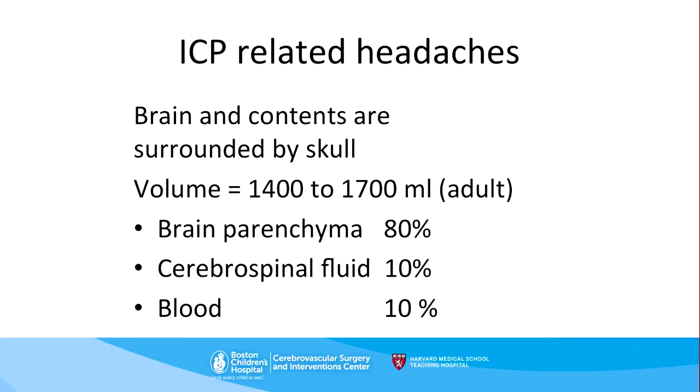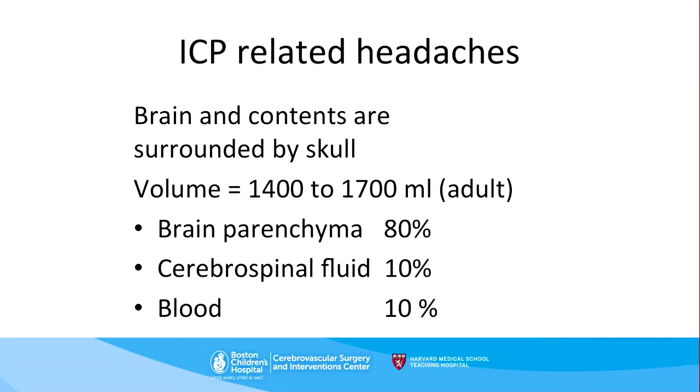So basically, the idea is that the brain and its contents are surrounded by an inflexible skull. So there's a fixed volume, and there's only so much stuff that can fit inside of it. In an adult, that's about 1.5 liters worth of volume. The brain itself takes up about 80%. The spinal fluid is 10%. The blood is 10%. And the issue is in kids, their skulls may be smaller, but the principles are the same.